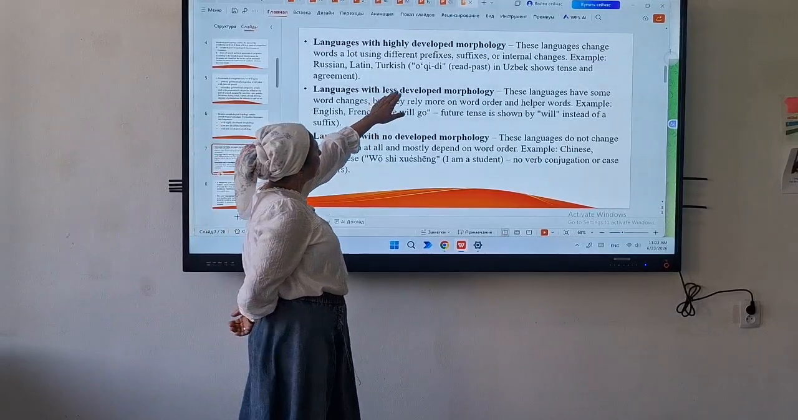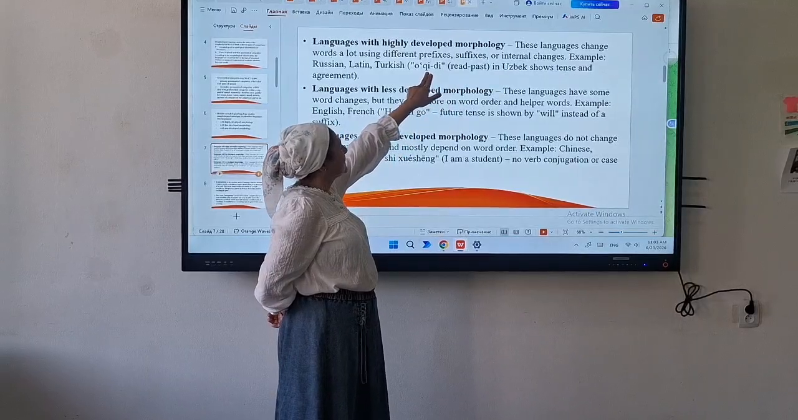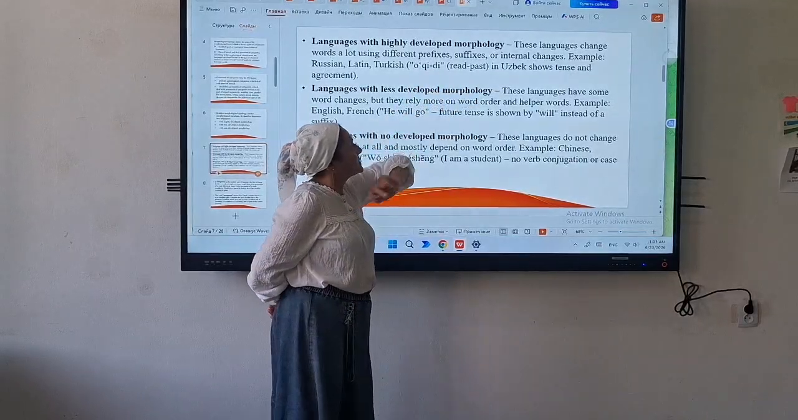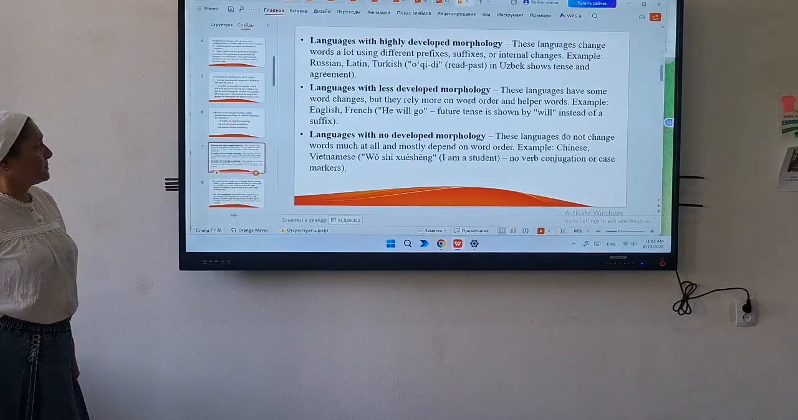In Uzbek, for example, o'qidi. This means 'read'. The -di is an inflection of the past tense. In Uzbek, it shows tense.